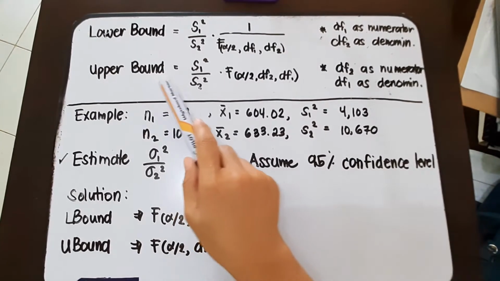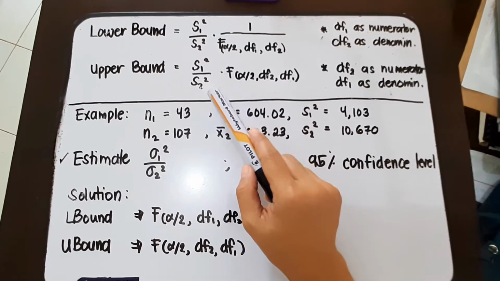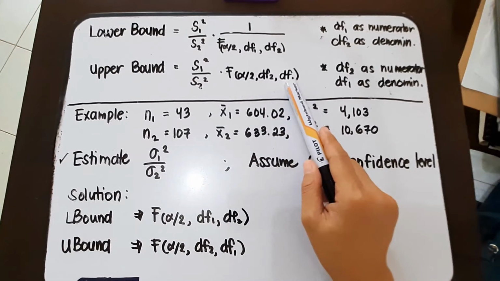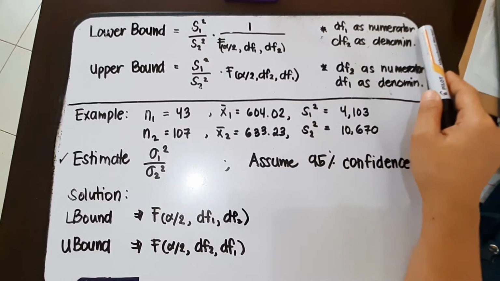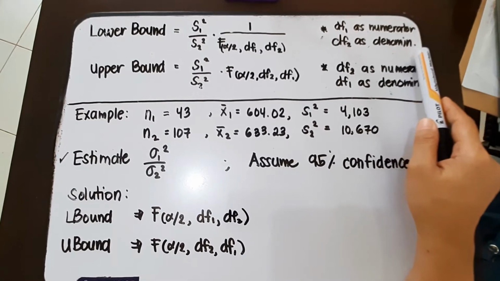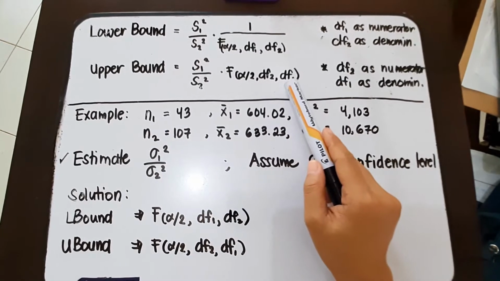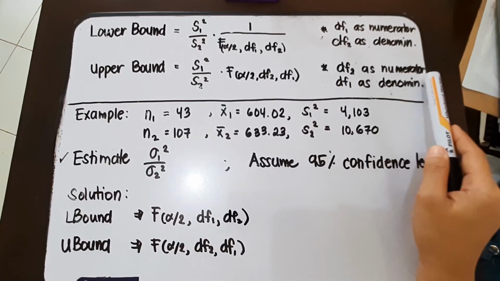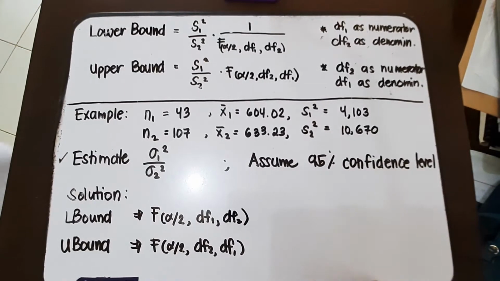And to get the upper bound, we get the ratio of the first set of sample's variance and the variance of the second set of samples multiplied by this F critical. So for the difference, in the lower bound we consider the degrees of freedom of the first set of samples as numerator and the degrees of freedom of the second set of samples as our denominator. On the other hand, if we are going to get the upper bound, we consider the degrees of freedom of the second set of samples as numerator and the degrees of freedom of the first set of samples as our denominator.